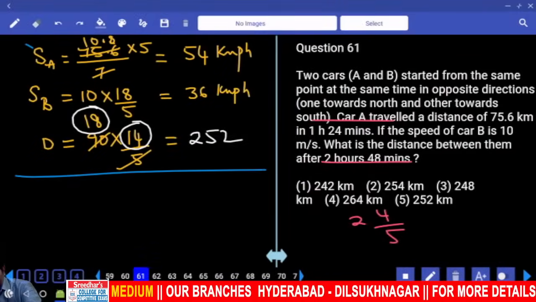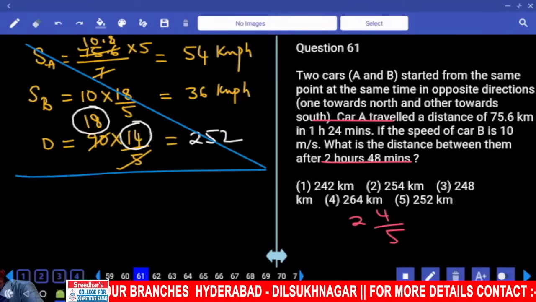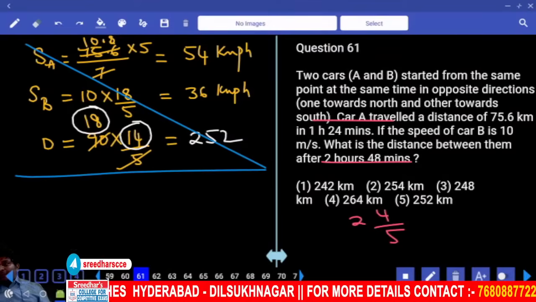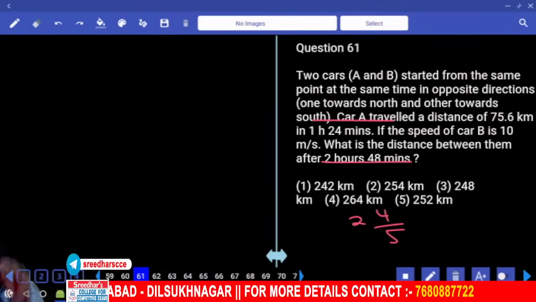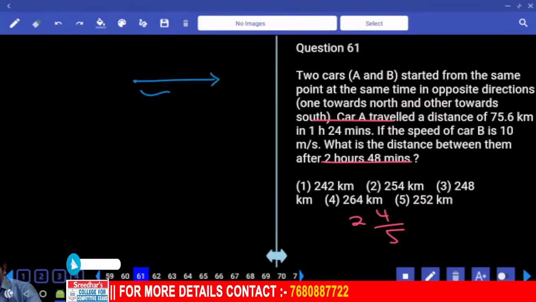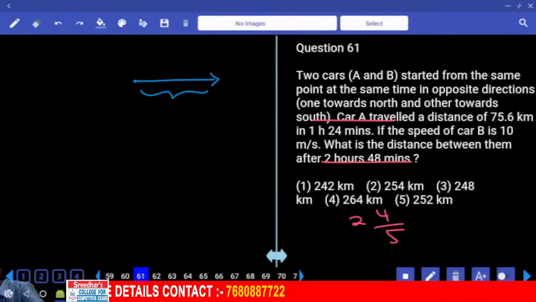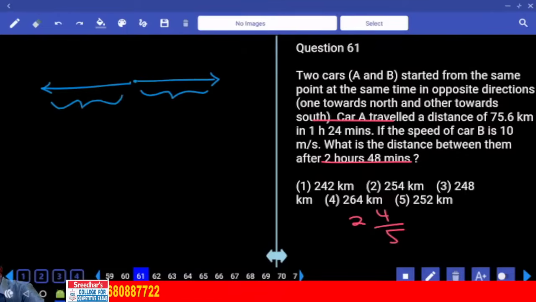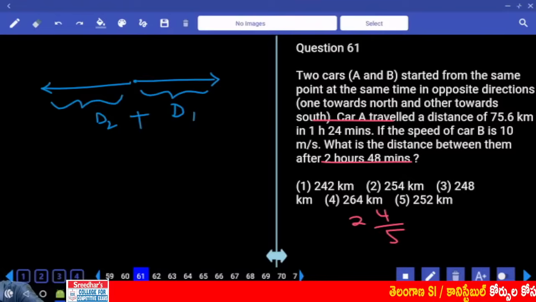This is not at all required. You know in what direction they are moving? Assume the first one is moving in this direction. I'll identify this distance. The second one is moving in this direction. I'll identify this distance. If I add D1 and D2, we are done with the answer. If you add D1 and D2, are we done with the answer or not?